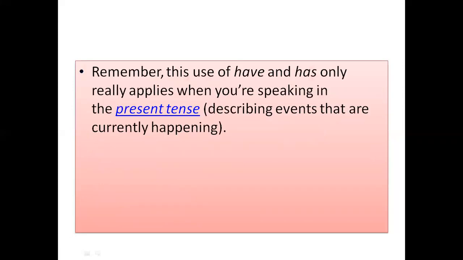So remember, this use of have and has only really applies when you're speaking in the present tense. So when we have something that happened in present, action in present, we use have and has, describing events that are currently happening. So when we have events that happen in present, then we use have and has.